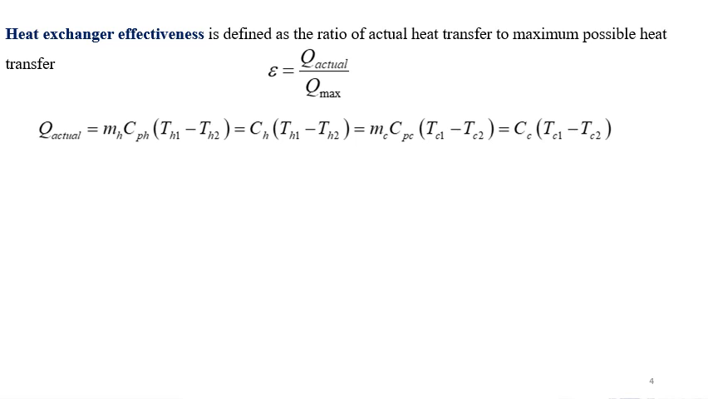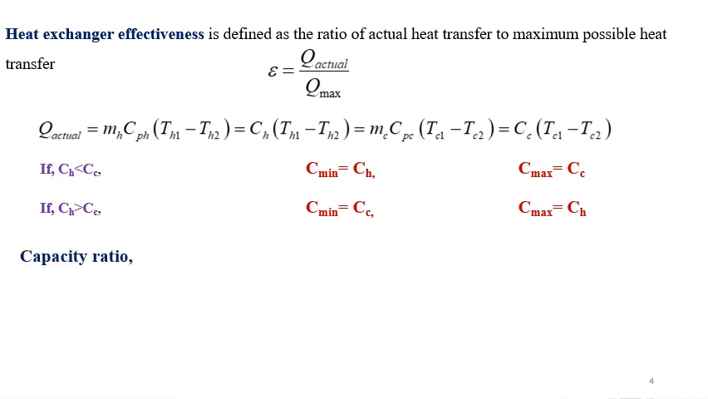The actual heat transfer rate in a heat exchanger can be determined from an energy balance on hot and cold fluids, and can be expressed as Q actual is equal to mH CpH into Th1 minus Th2, which is equal to Ch into Th1 minus Th2, which is equal to mC CpC into Tc2 minus Tc1, or Cc into Tc2 minus Tc1. If Ch is less than Cc, then Ch is C minimum and Cc is C max. If Ch is greater than Cc, then C minimum is Cc and C max is Ch.